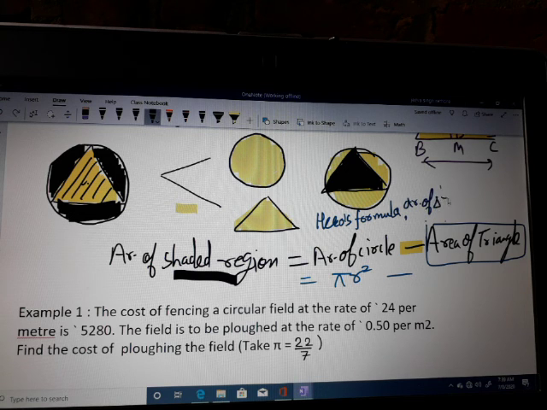Already I discussed. Root of S into S minus A, S minus B, S minus C, where S is the semi-perimeter, that is given by the sum of all sides divided by 2. A, B, C are the sides of the triangle. This is sometimes also used. Next, let's start the lecture.